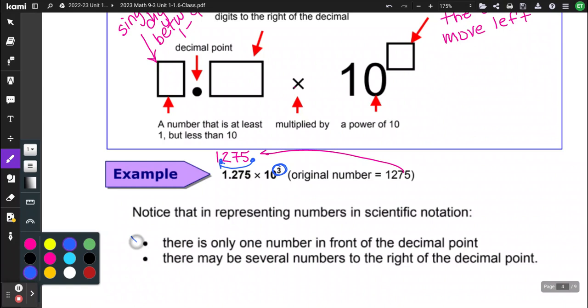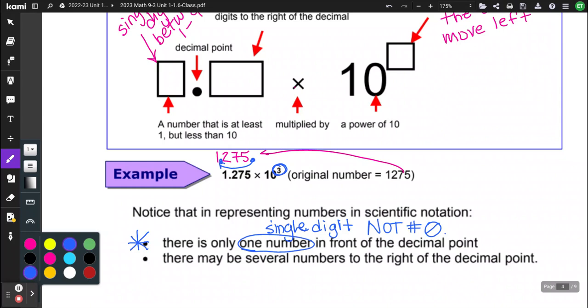Okay, and this is really key right here, this really important first point. There is only one number, a single digit, in front of the decimal, but not the number 0. It cannot start with the number 0. It's got to start with a number between 1 and 9. So it could be 1, it could be 9, but it cannot be a 0. And it can't be double digits. Now you can have as many numbers to the right of it as you want.